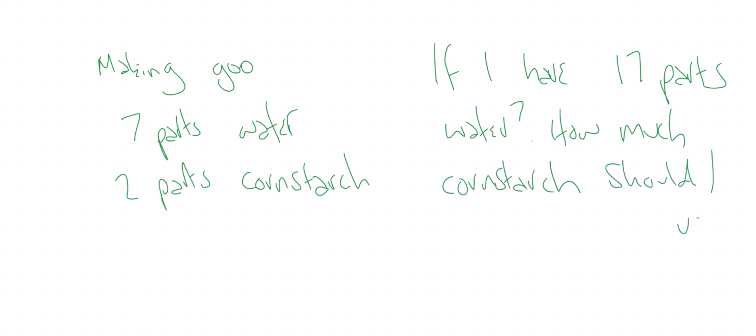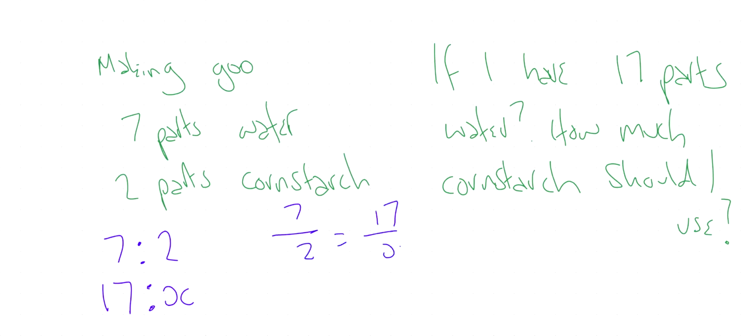Well, let's think about it. You want to set this up as an equation. So I've got 7 parts water to 2 parts cornstarch. Now I know I have 17 parts water and my cornstarch is my unknown, right? So I'm just going to set them up as fractions and I'm going to multiply. So then I get 7x equals 34, 4.875. So a bit less than 5 cups of cornstarch is what I should use. So when you have sentences, try and turn them into ratios, then set them up as fractions and cross multiply.